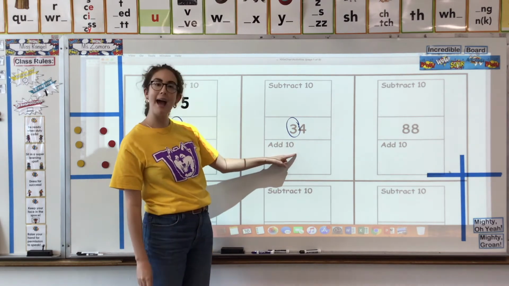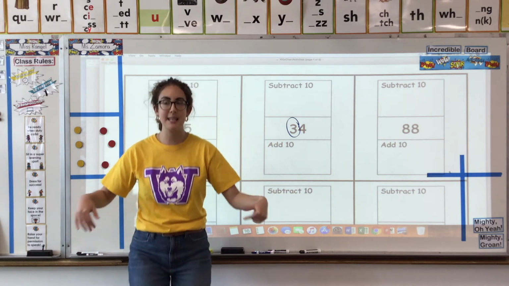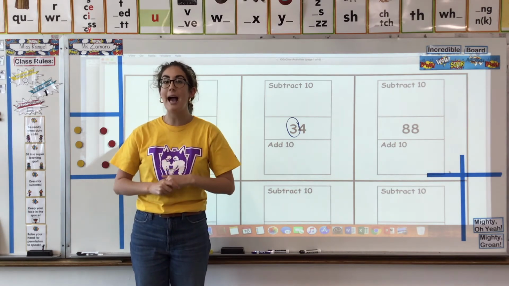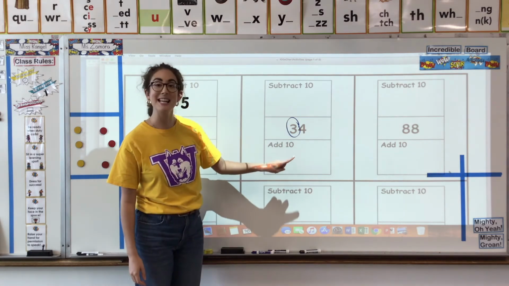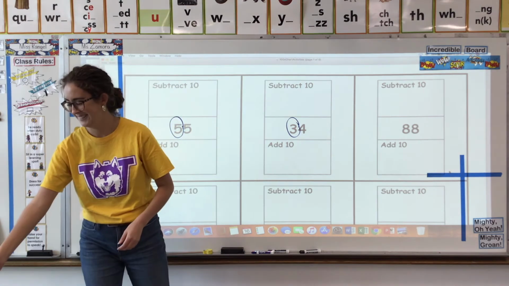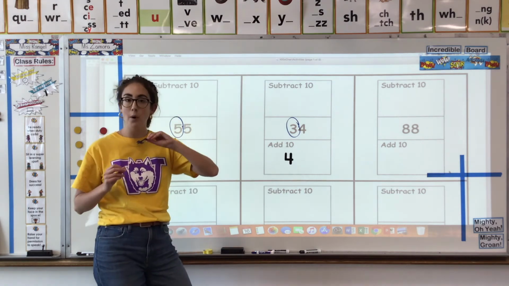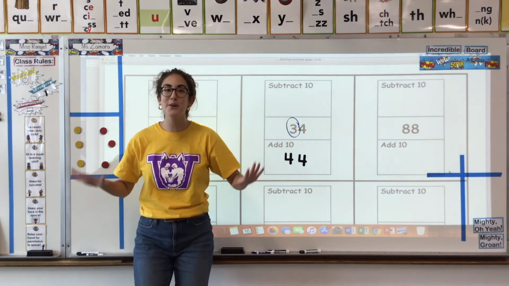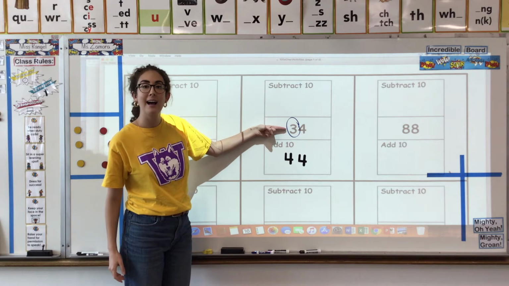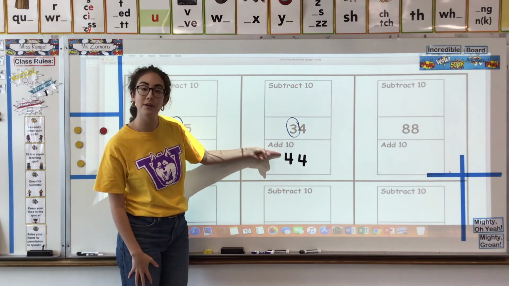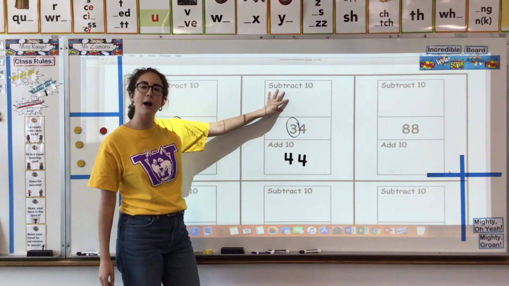So let's start with adding 10. If we're going to add 10 to 34, we're going to skip count up and we're going to add 1 ten. So if we have 3 tens, what is 10 more? That's 4 tens. So 10 more is 44. This is 10 more because we went from 3 tens and now we have 4 tens. Good job.